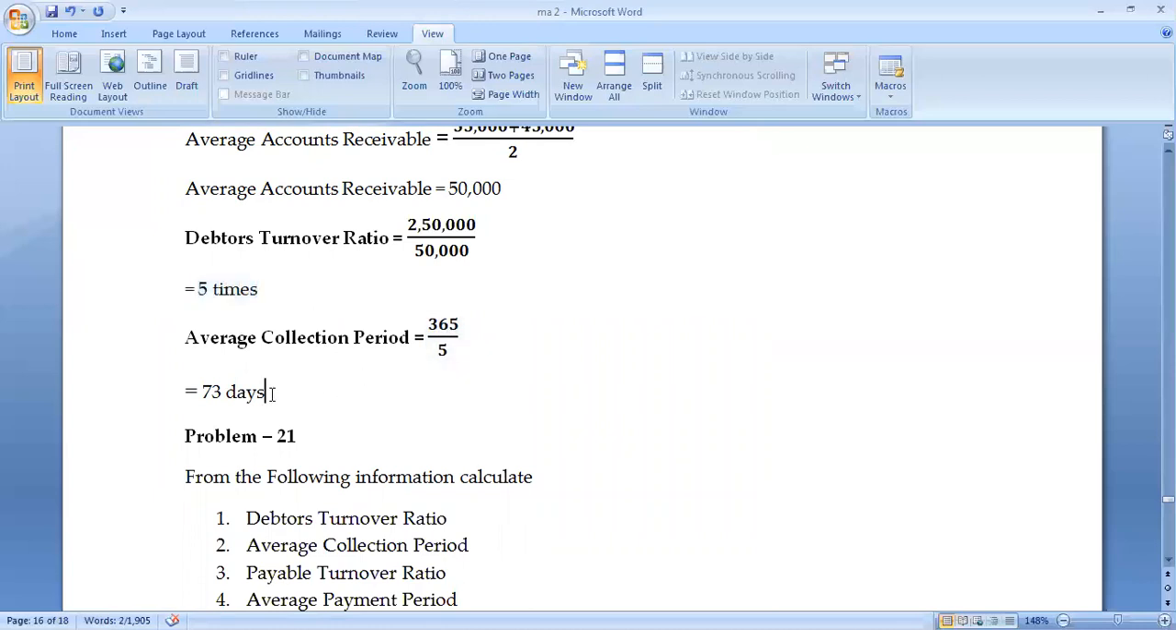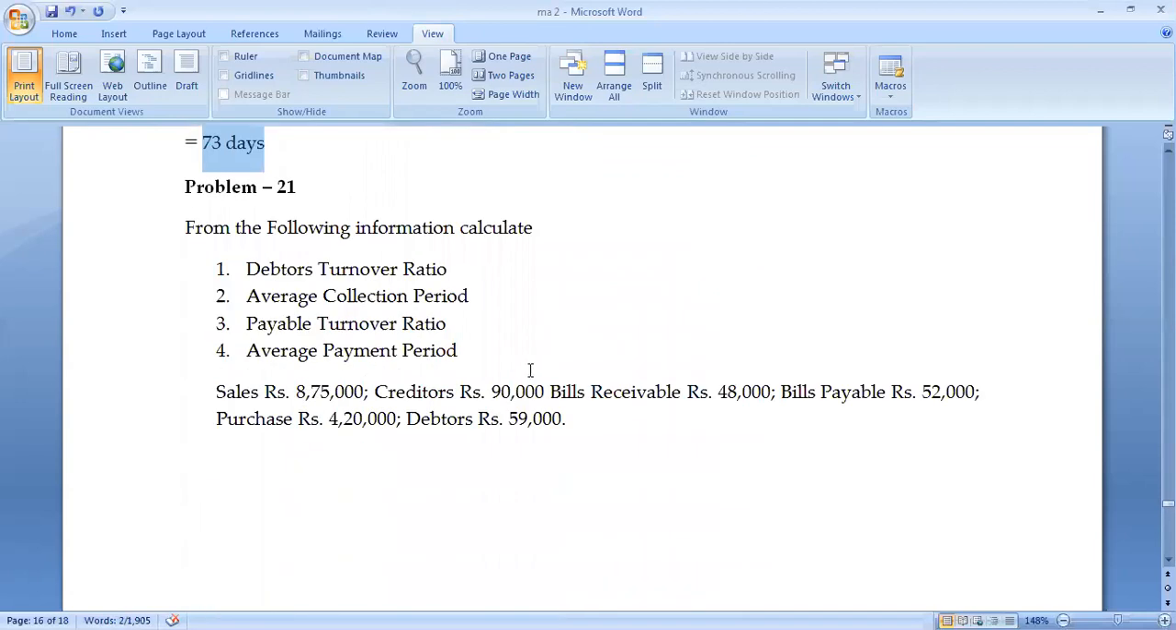So 73 days. Within 73 days the amount will be settled. 73 days is the period which is granted to the customers for clearing their sales amount. Okay, so now moving on to the concept of creditors turnover ratio as well as average payment period.